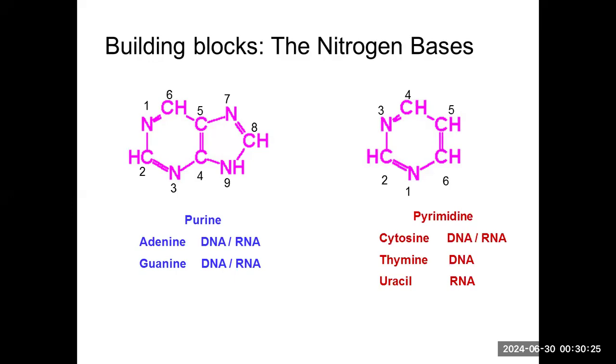As far as the pyrimidine is concerned, pyrimidines are of three types. One is cytosine, which is present both in RNA as well as in DNA. Then the other one is thymine, present only in DNA. And the third one is uracil, which is present in RNA.